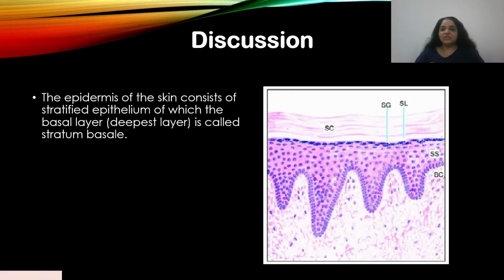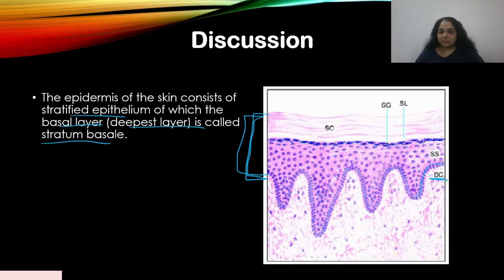So stratum germinativum is basically the part of your skin, your epidermis. So what you see here is the epidermis of your skin. The epidermis of the skin consists of stratified epithelium, of which the basal layer or deepest layer is called stratum basale. That's over here, the basal cell layer, this BC over here.